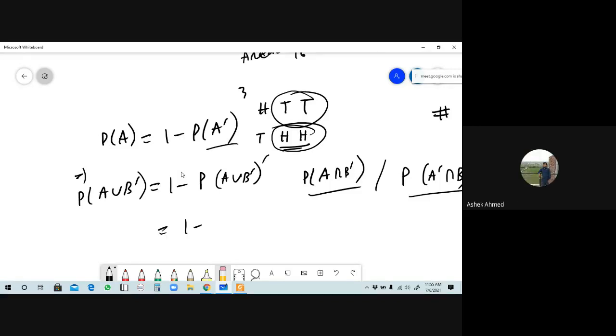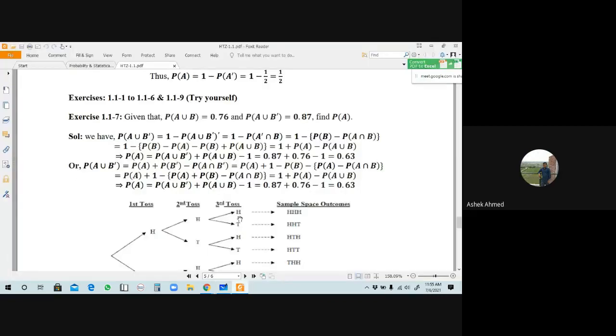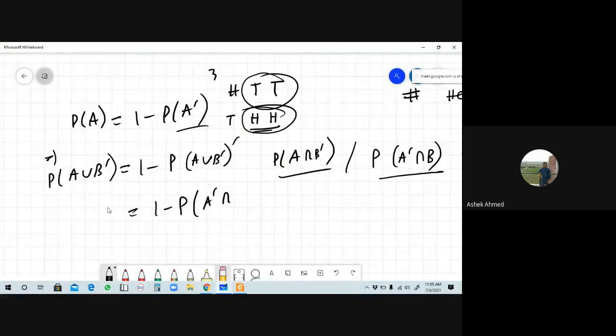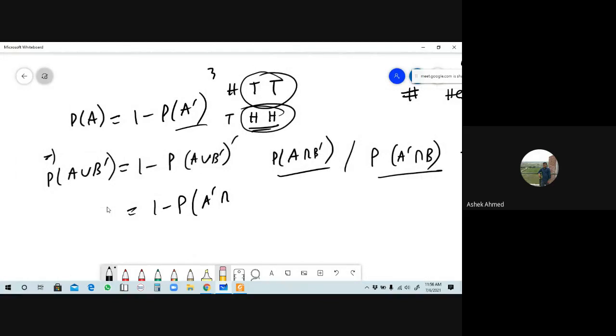Okay, by using this, what should probability of A complement intersection be? B. Tell me. It will be B. Why B? By using De Morgan's theorem here. A complement's complement means A. So this will be A complement. Complement of union is intersection, and B complement means B, by using De Morgan's theorem.